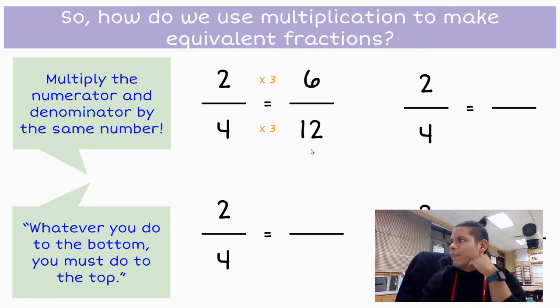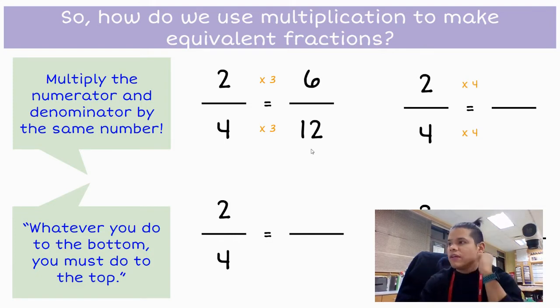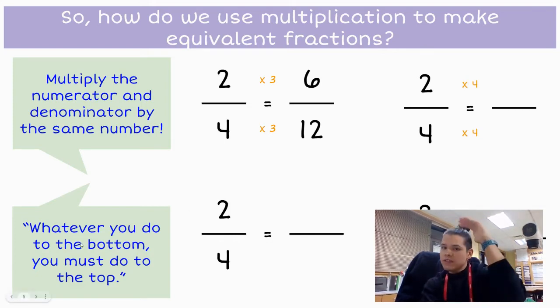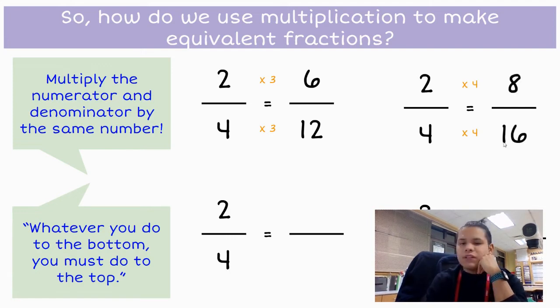They are equal. Okay. Now I'm going to multiply 2/4 times 4 on the numerator and 4 on the denominator. Whatever you do to the top, you must do to the bottom. So 2 times 4 is 8. 4 times 4 is 16. 8/16 and 2/4 are equivalent fractions.